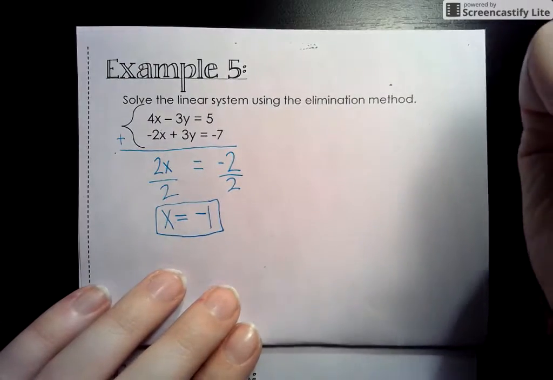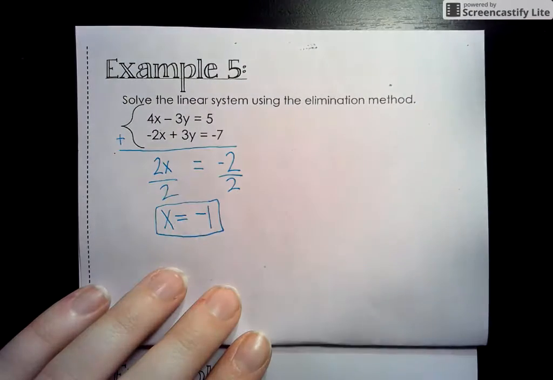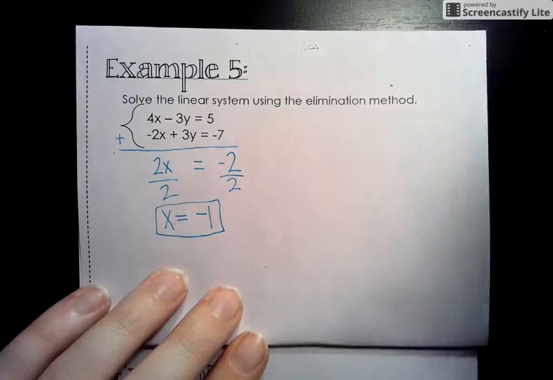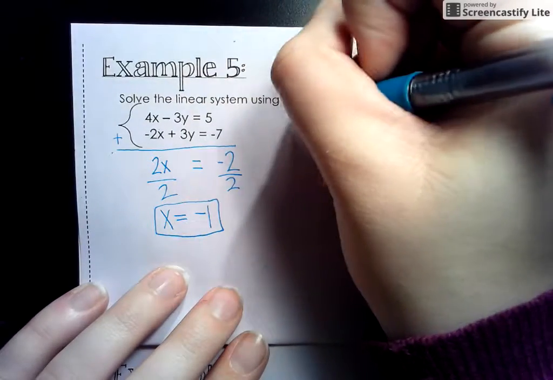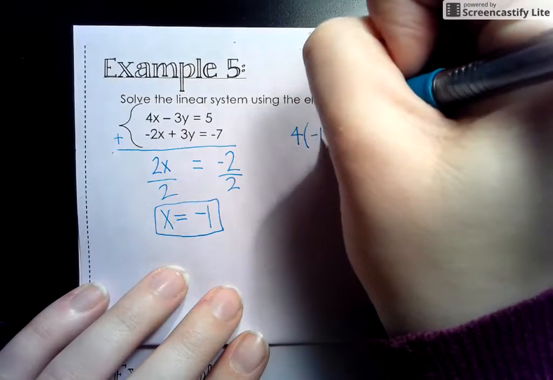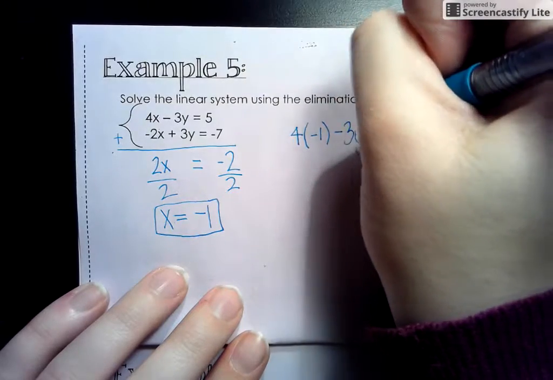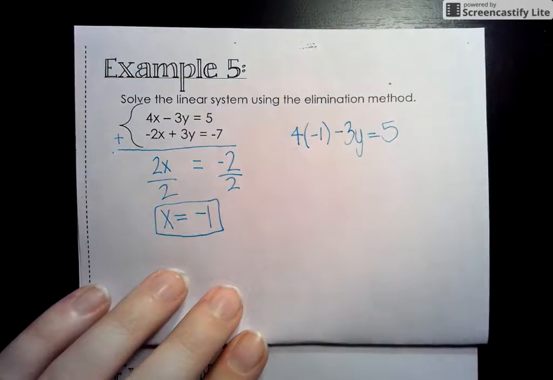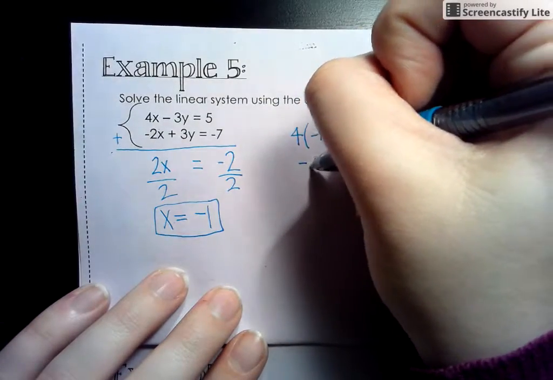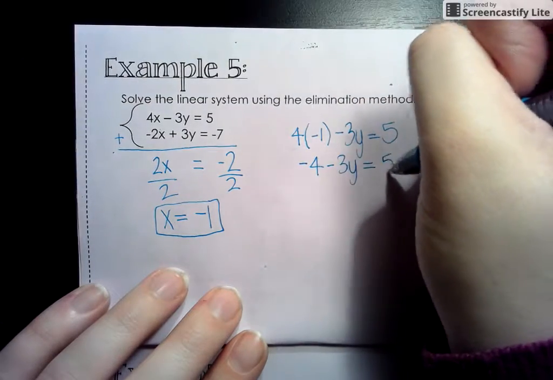Now, after you figure out one of the variables, the next step is to always re-substitute that number back into the equation to figure out your other variables. So in this case, I'm going to use the first equation. So it's 4. Now I know my x is negative 1, and I'm going to do minus 3y equals 5. Now I'm going to solve for y because that's what I'm trying to find. So I'm going to do 4 times negative 1, which is negative 4, minus 3y equals 5.